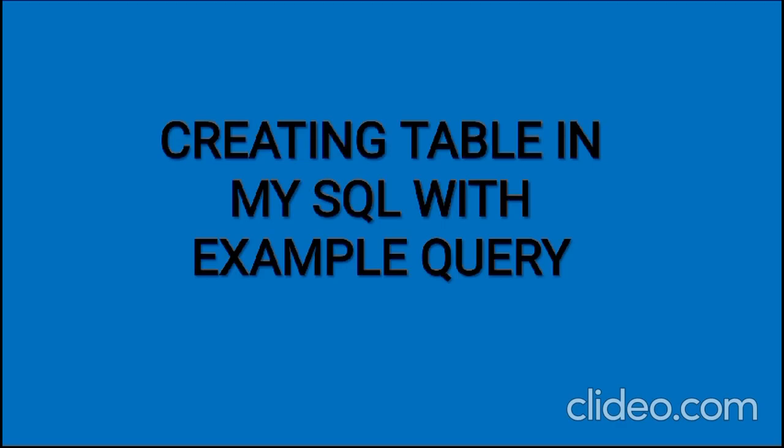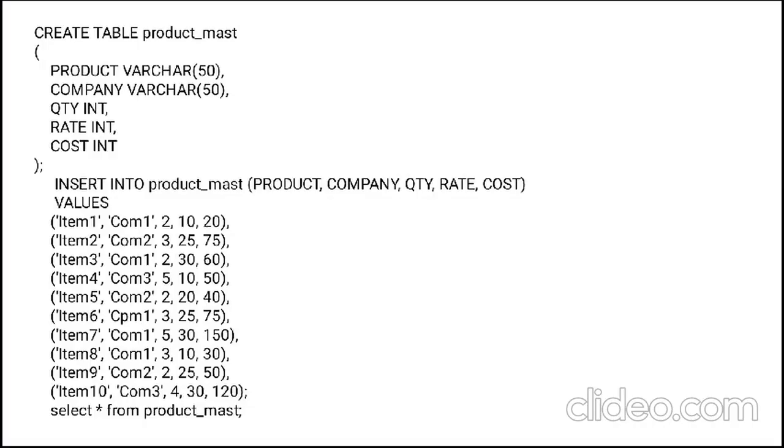Creating a table in MySQL with an example query. Create table product_mast. Product_mast is the table name. Product is varchar. Varchar means variable character. There is a limit of 50 characters allowed in this query. Quantity, rate, cost are all numeric values, which is why we declare the integer data type, int.